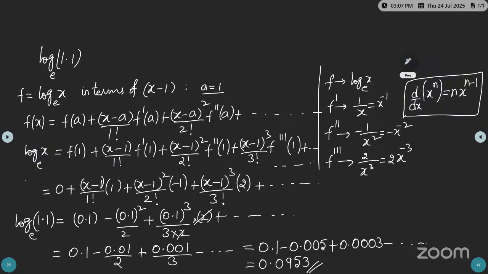If you know a function value at certain point, you may find the same function value at the nearest points. The sin 91, ante kada? You may find sin 91 degrees. Degrees lo rasetappudu, while doing the calculation, you have to write the degree in terms of radians. 1 degree equals to how many radians? Pi by 180 radians.